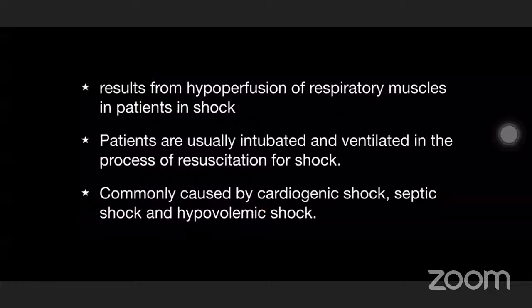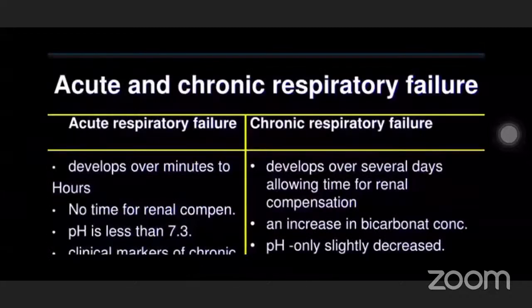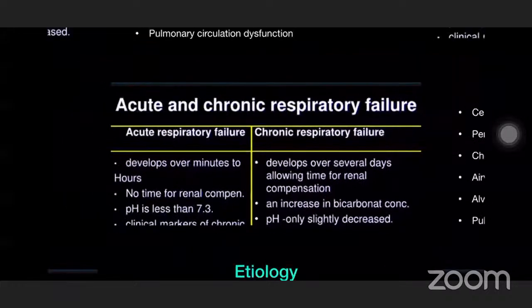Now we'll see acute and chronic respiratory failure. Acute respiratory failure develops over minutes to hours, and there's no time for renal compensation. pH is less than 7.3, whereas chronic respiratory failure develops over several days, allowing time for renal compensation, and there's an increase in bicarbonate concentration. pH is only slightly decreased.